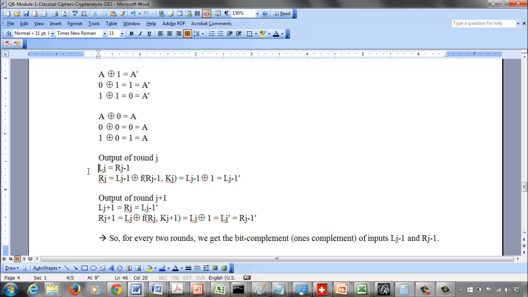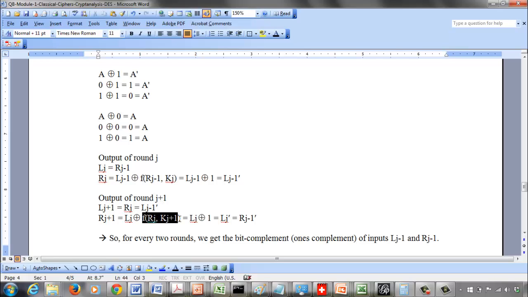So if we rewrite this rule, for round j, L_j is R_{j-1}. For round j+1, L_{j+1} is simply, replace j with j+1, so L_{j+1} is simply R_j. Now we know from the previous case R_j is L_{j-1} prime. So I just write that here. Now for round j+1, R_{j+1} is going to be L_j XORed with the Feistel function f of R_j comma k_{j+1}, because this is the round j+1.